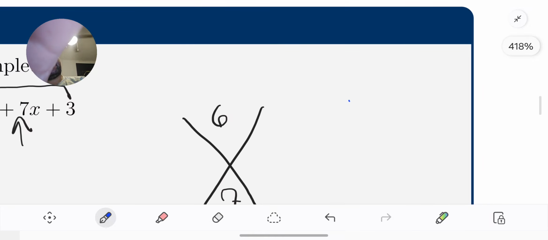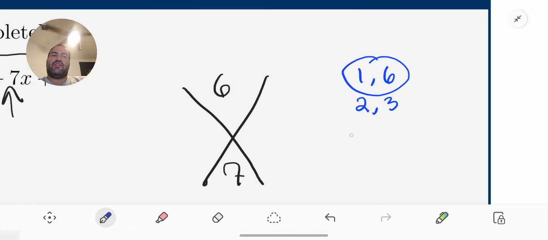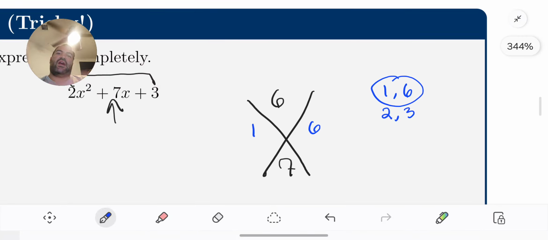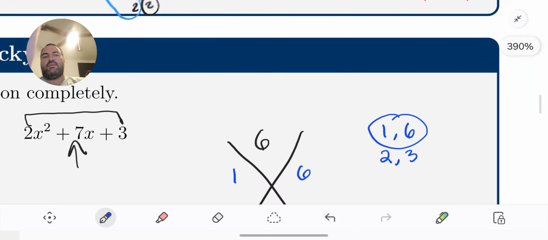So you would list out your factors: 1 and 6, 2 and 3. 2 and 3 can make 5. That's not good. They could also make 1 if you subtract them, which is not good. 1 and 6 can make 7, because you could add them and get 7. So 1 plus 6 is 7, and 1 times 6 is 6. Obviously, it's a lot harder if there are negative numbers. But if you're good at finding the two numbers, the rest is all easy, the way that I made it.